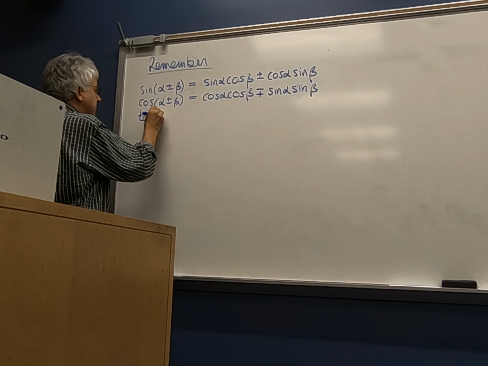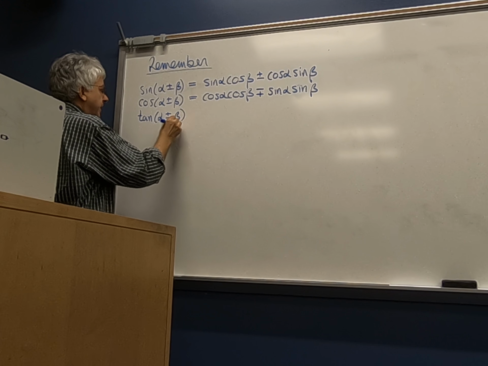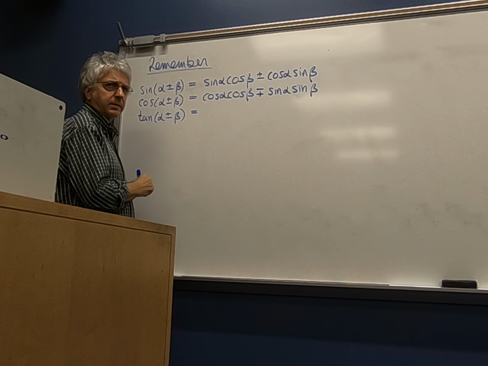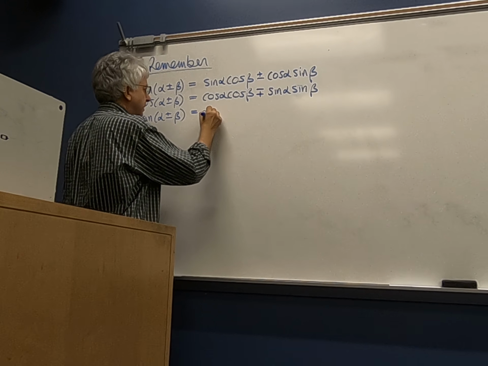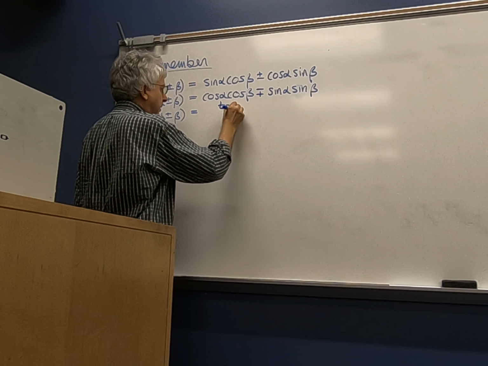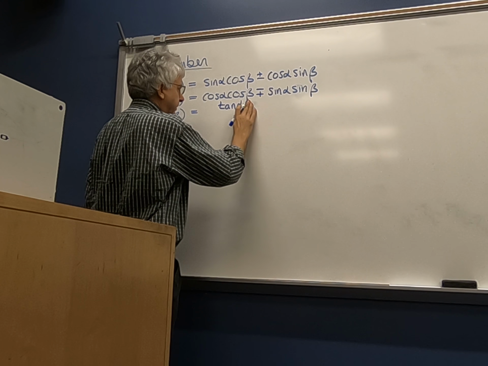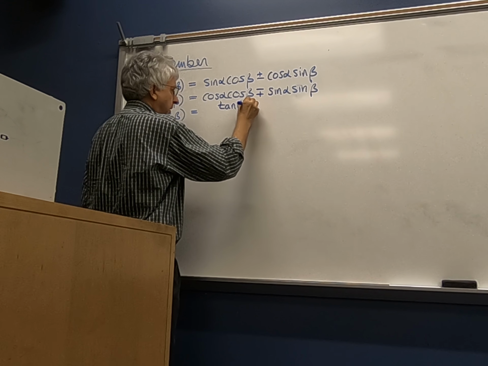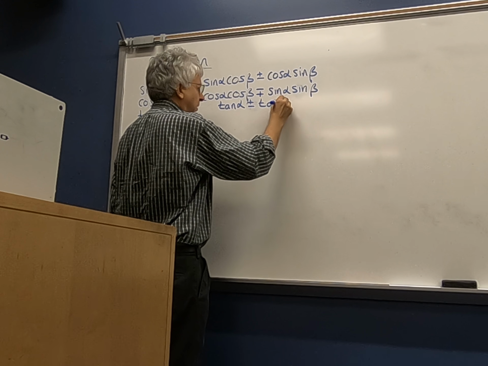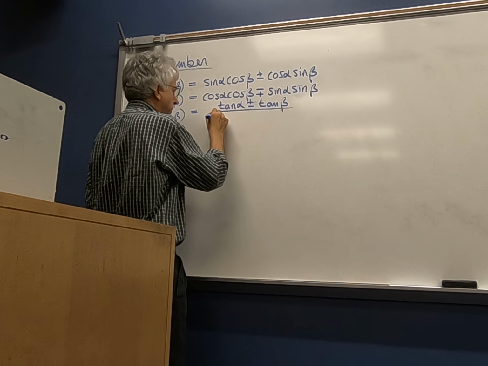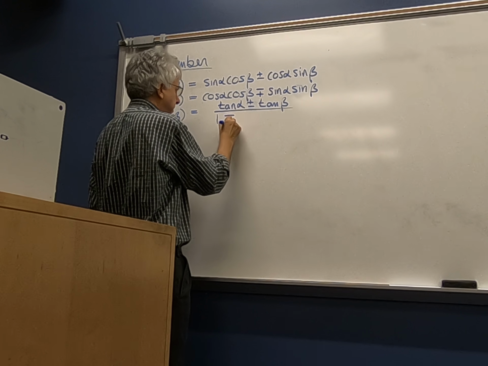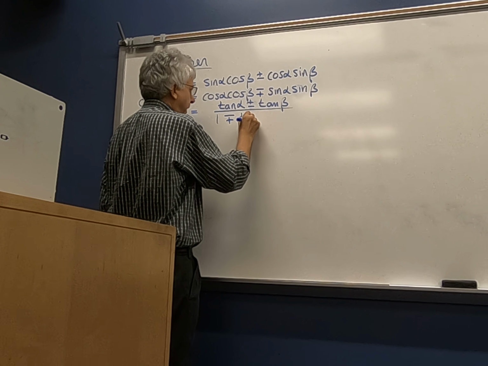Tan also has an addition identity. What's that one? Well, you keep the sign on the top. So if it's plus here, then it's plus here. If it's minus here, then it's minus here. And on the bottom, you reverse it. So if it's plus here, it's minus here. If it's minus here, then it's plus here. And this is the product.